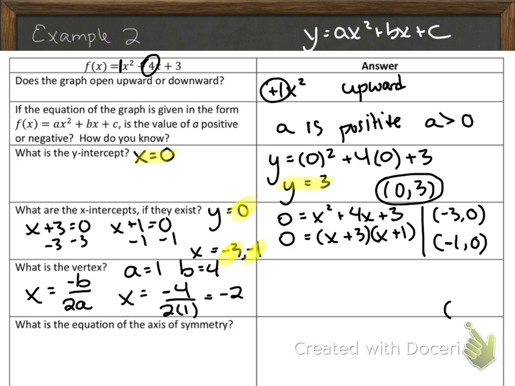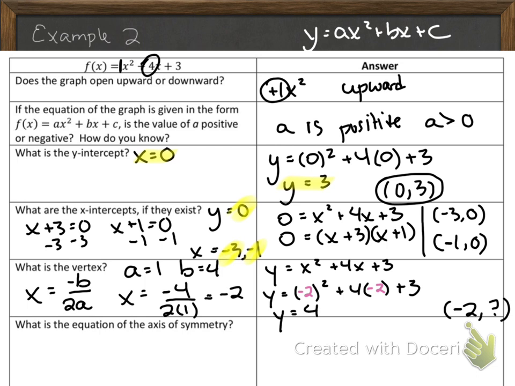Well, we have a problem here, because our vertex is x equals negative 2, y equals something. How can we find the y value of the vertex? Well, we have y equals x squared plus 4x plus 3, and we take that value of negative 2 and simply substitute it into this equation. So negative 2 quantity squared is 4, so we have 4 minus 8 plus 3. That gives us a value of negative 1. So now we can finally write that the vertex is negative 2, negative 1.